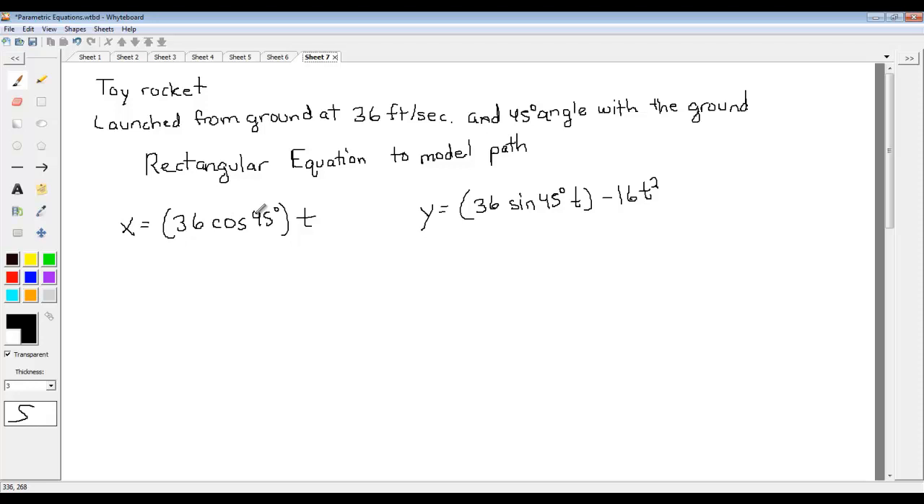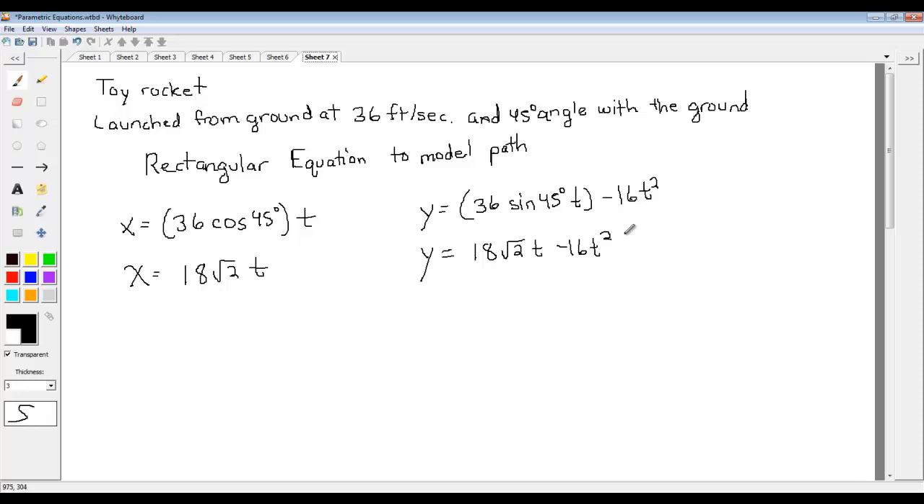Well, if we go through and take cosine of 45 degrees, we get what? Square root of 2 over 2. Multiply that by 36. We're going to get 18 square roots of 2 times t. On the other side, square root of 2 over 2 times 36 will give us 18 square roots of 2 times t minus 16t squared.